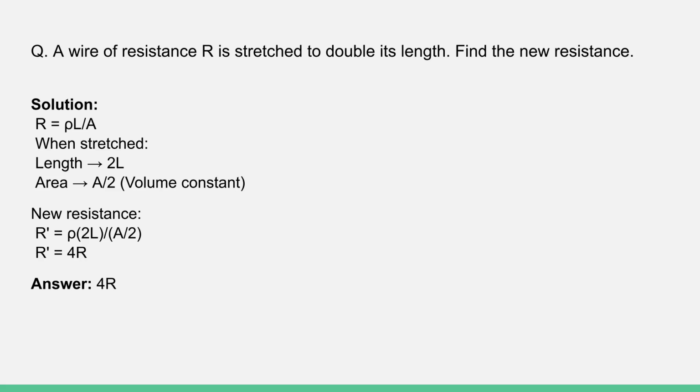Question: a wire of resistance R is stretched to double its length. Find the new resistance. Solution: since the volume is constant, doubling the length halves the area. Using R equals ρ·2L/(A/2), the new resistance is 4R.